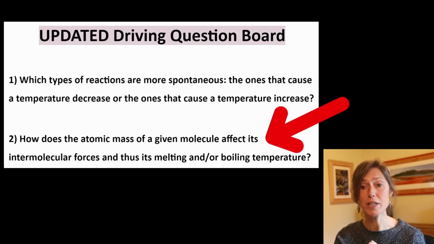And the second one is, how does the atomic mass of a given molecule affect its intermolecular forces, and thus its melting and or boiling temperature? This is a pretty detailed question, and the only reason my students were able to come up with this one is because I thread this chemical bonding storyline within my chemistry curriculum, and we had just completed the bonding unit.